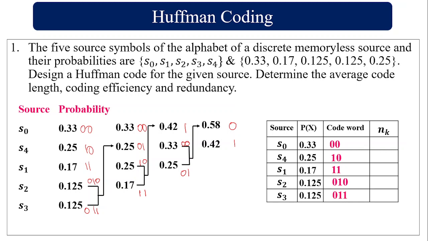The nk, that is the length of each code word, is 2, 2, 2, 3, 3. So this is your step 1, which is to obtain the Huffman code. Next is step 2. This part of the problem is over. Next is to find the average code length, code efficiency and then redundancy.